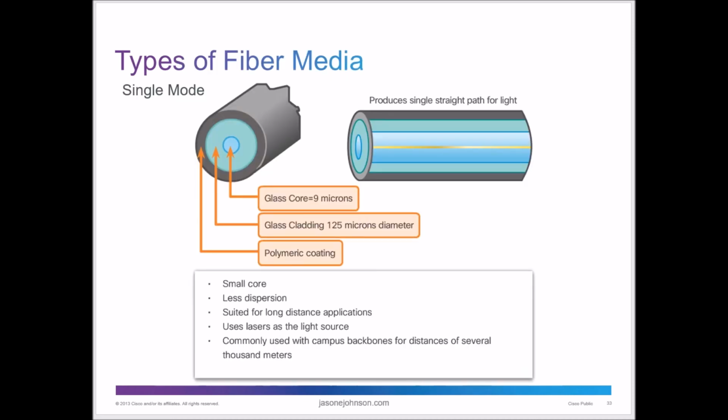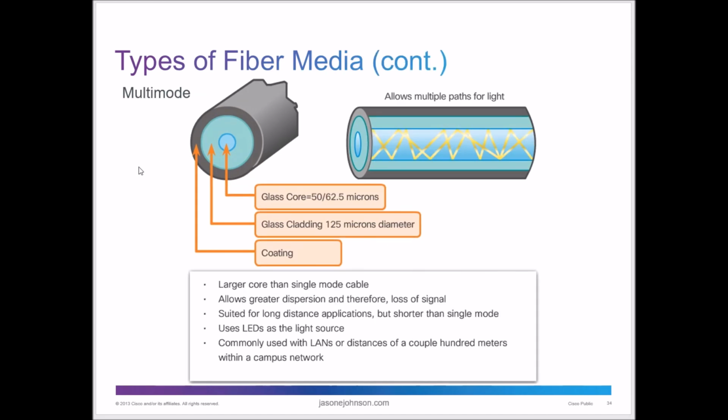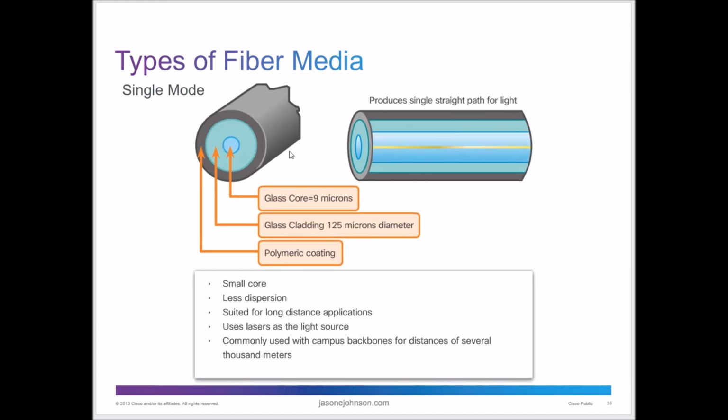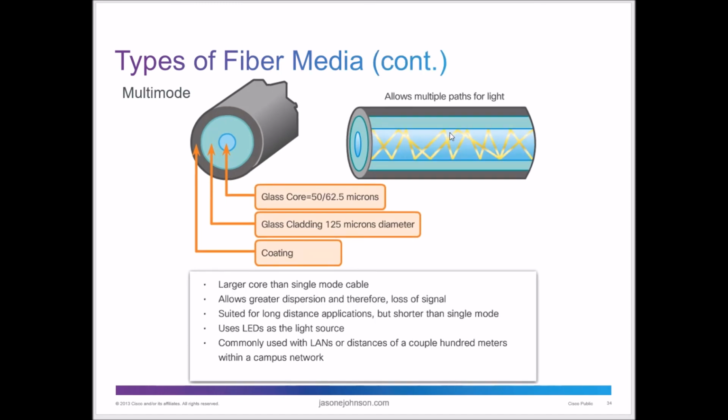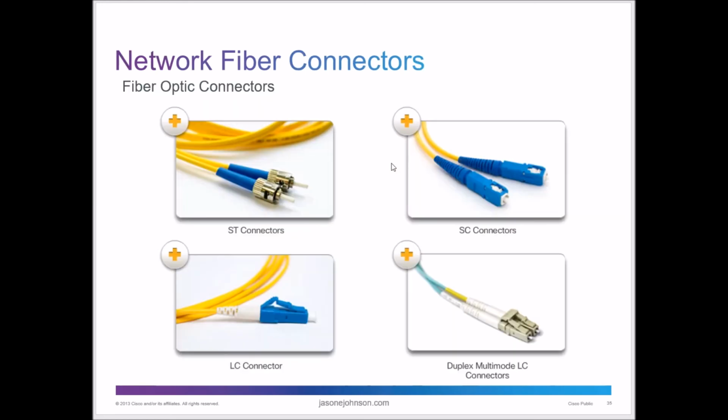And then you have different types of fiber media. You have single mode, where you might have 9 microns, or glass cladding, 125 microns in diameter, and then a polymeric or PVC or plastic coating there. And you have multi-mode, and these are the ways the signals go through. If you see the signals here, you've got a single light signal, or you allow multiple paths for the light, so you can see multi-mode. You can send multiple paths through at the same time.